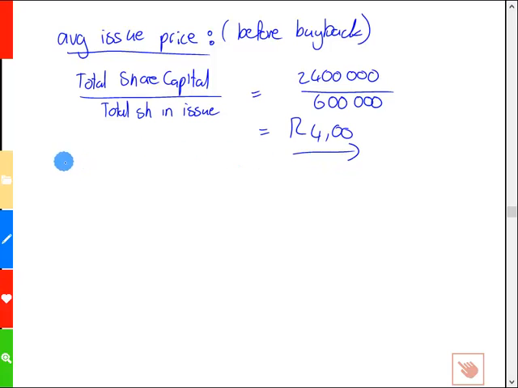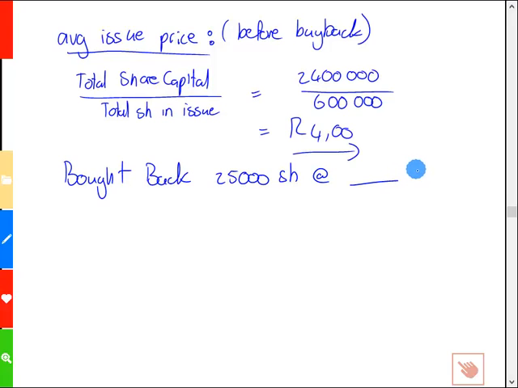Right, now we bought back. How many shares did we buy back? They say we bought back 25,000 shares at a price we don't know, and the total gave us 95,000 rand. So how am I going to calculate the buyback price?